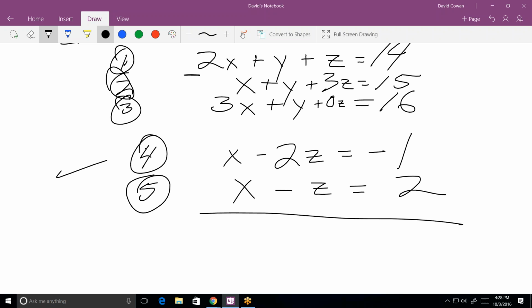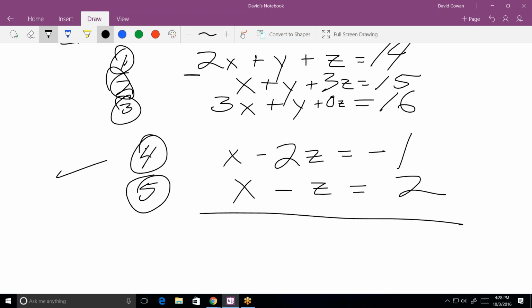What do you get? Subtract 4 minus 5. Okay, well, would the x's just cancel out? Yep, as long as you're subtracting. If I was adding, they wouldn't. But if I'm subtracting, they will disappear in the same way that the y's disappeared when we did 1 and 2 and 1 and 3.